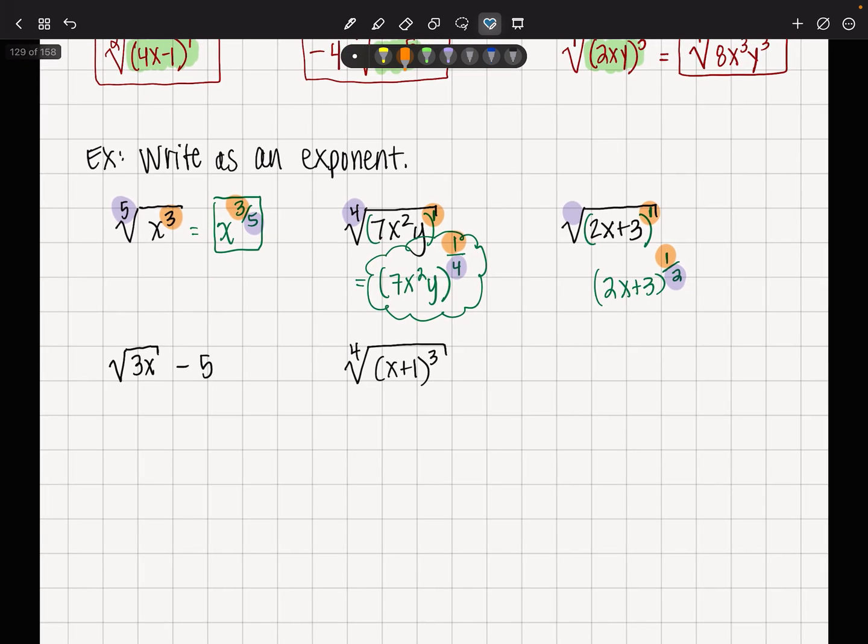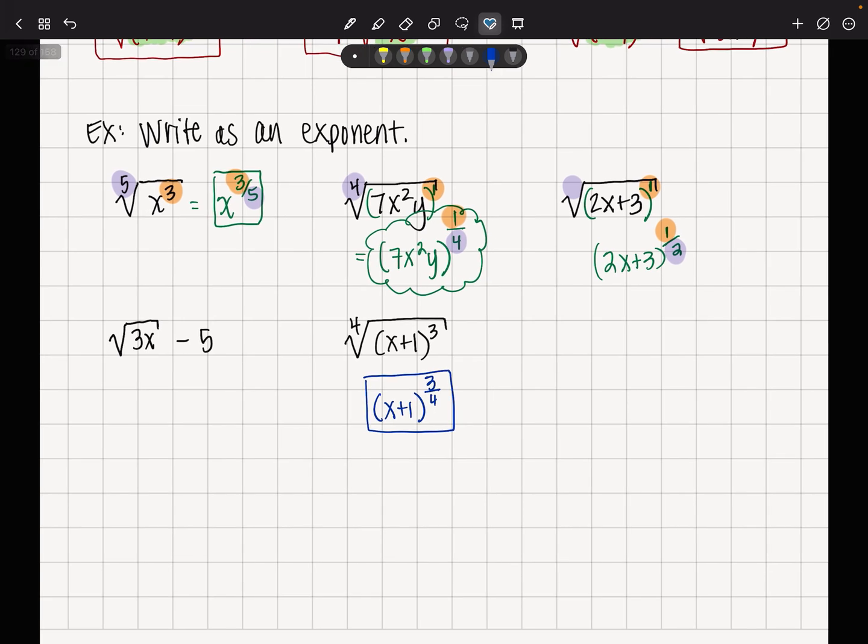Okay, you try this one right here. So press pause, try this one, and then I'm going to go back and I'm going to write this next one as an exponent. Okay, welcome back. You should have gotten all of x plus 1 raised to the 3/4 power. And this one over here, we want to write this as an exponent. This would be all of 3x raised to the 1/2 power minus 5.